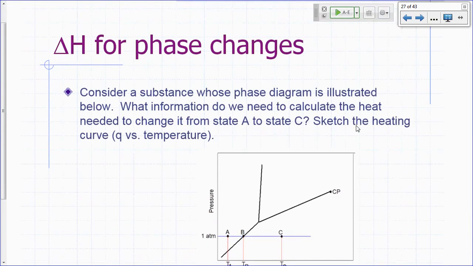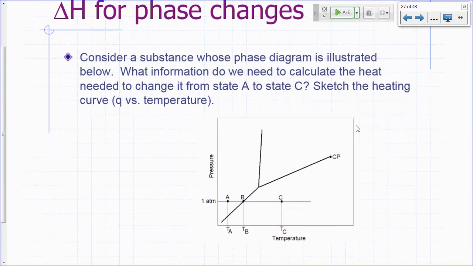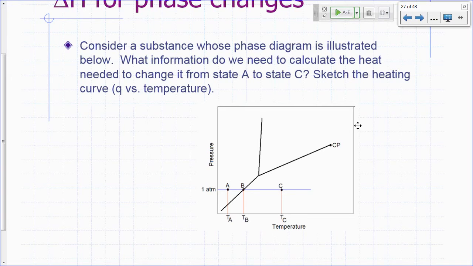Let's talk about energy changes associated with phase changes based on a phase diagram. Consider the substance given here with this phase diagram. What information do you need to calculate the heat that you need from state A to state B, state C?